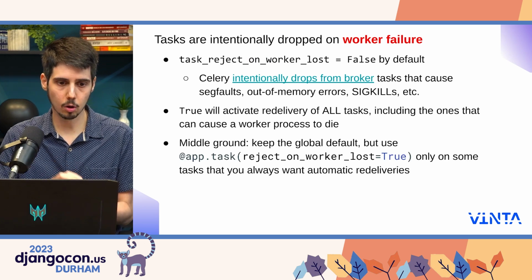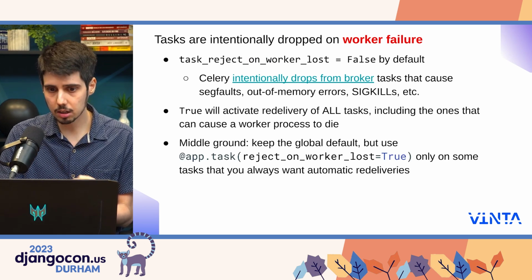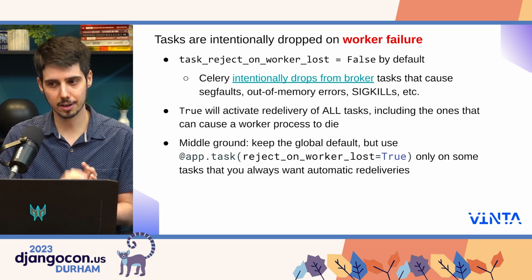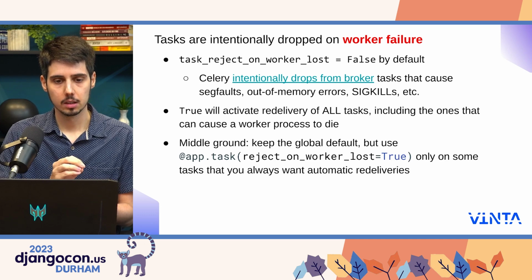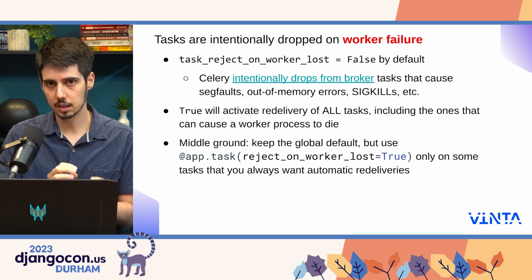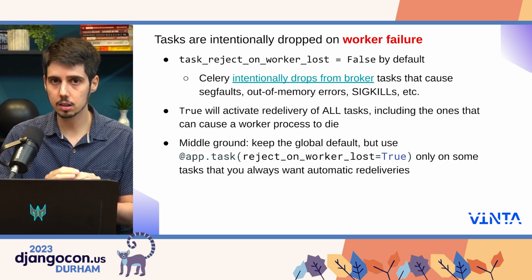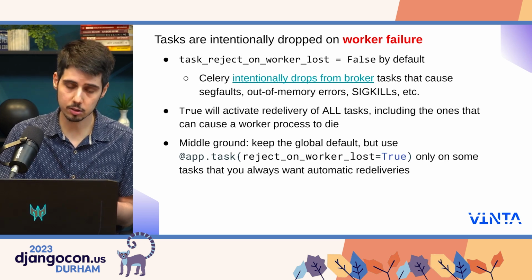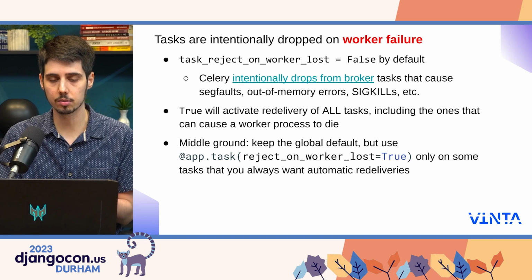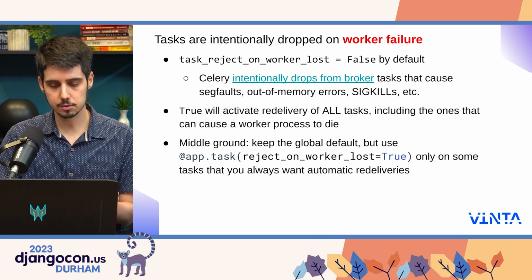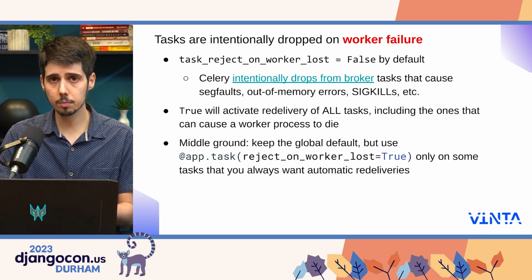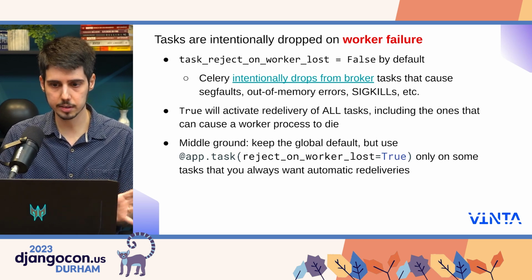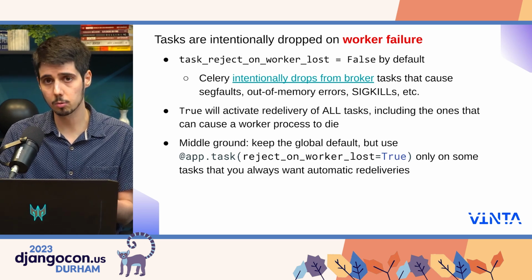It's important to know that tasks are intentionally dropped on worker failure. That's a very surprising default, but it is what it is on Celery. By default, the task reject on worker lost setting is false. That means Celery will intentionally drop from the broker tasks that cause segmentation faults, out-of-memory errors, or SIGKILLs. So if your task is running and it receives a SIGKILL or an out-of-memory error, this task is automatically dropped from the broker. It won't be redelivered. If you change this to true, it will activate redelivery for all tasks, including the ones that can cause a worker process to die.